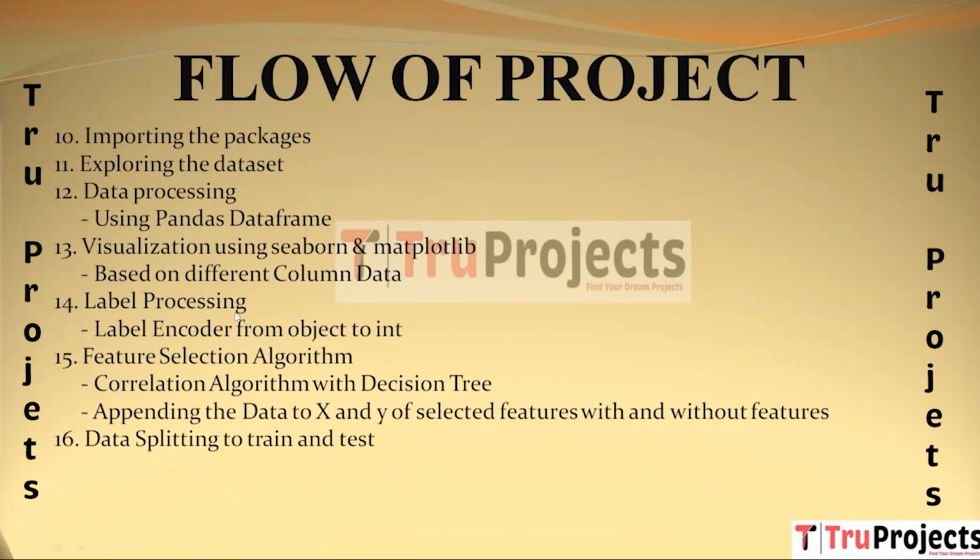Next, we have label processing, label encoder from object to array. It involves converting categorical labels, often in the form of text, into numerical values using a label encoder. This conversion is typically necessary for machine learning models that require numeric input. Next here we have feature selection algorithm. It is a process of choosing the most relevant features or attributes from your dataset. This step might involve using a correlation algorithm with decision trees to identify the most important features. You can create separate datasets X and Y with and without these selected features.